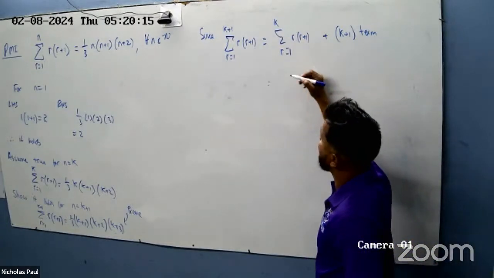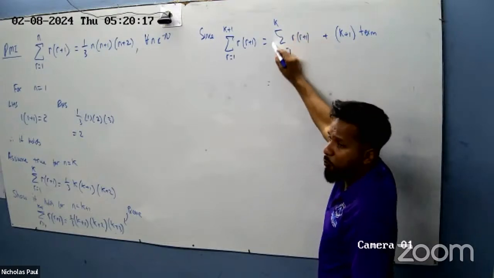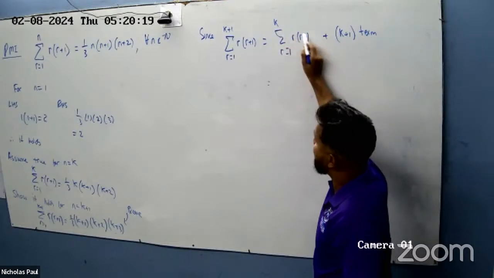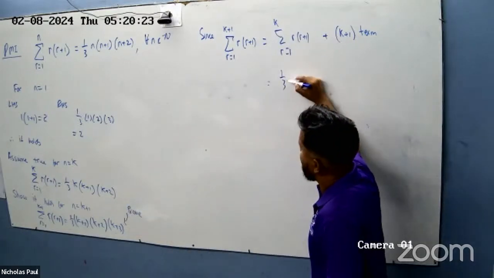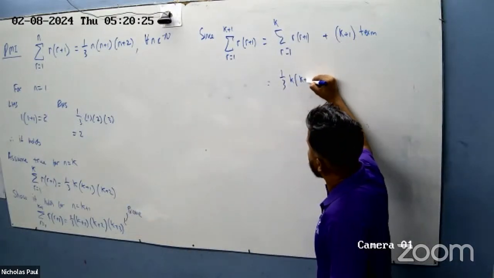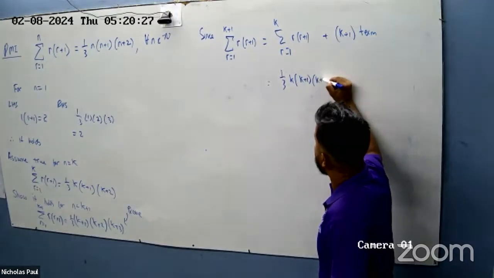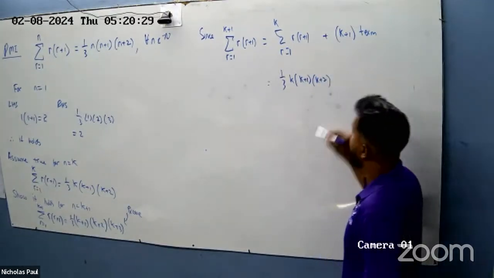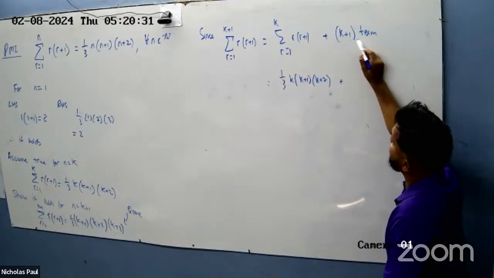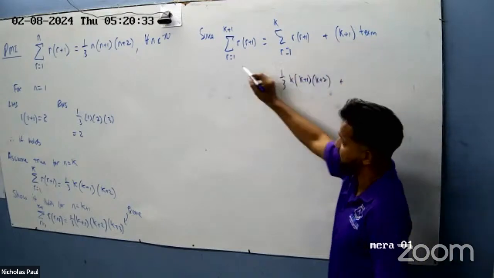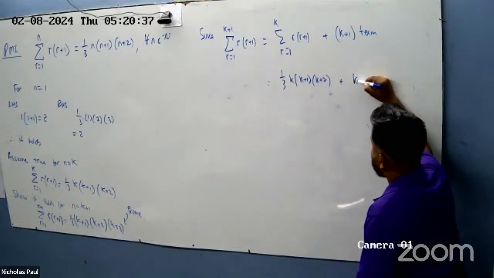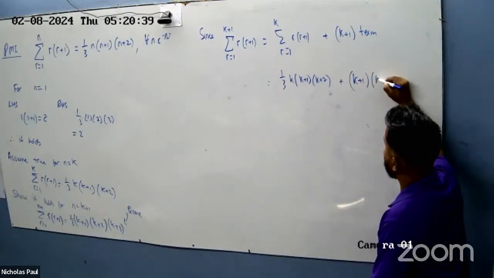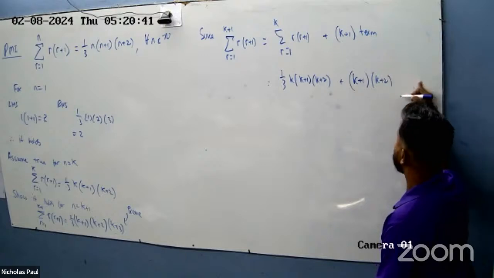Right? And as we were saying, we already know this. This is 1/3 k(k+1)(k+2). What's the k plus 1 term? The k plus 1 term is just put in k plus 1 here, and there. That's (k+1)(k+2).